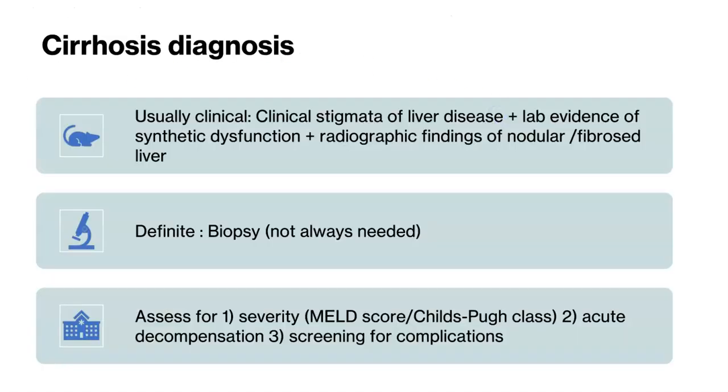Cirrhosis can be diagnosed clinically based on exam findings, lab evidence of synthetic dysfunction, and radiographic evidence of a nodular fibrosed liver. Biopsy is the definitive test for diagnosis, but it may not be necessary unless the cause of the cirrhosis is unclear. Once cirrhosis has been diagnosed, the severity should be determined using the MELD score and Child-Pugh class, and patients should be assessed for any signs of decompensation, and they should be screened for complications.